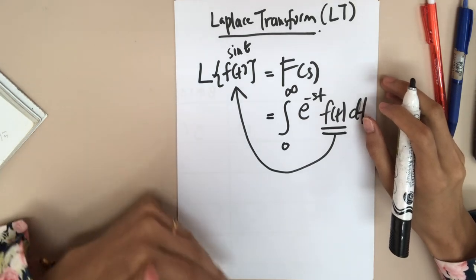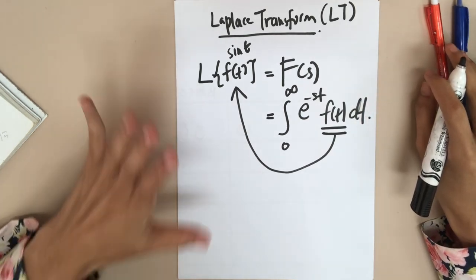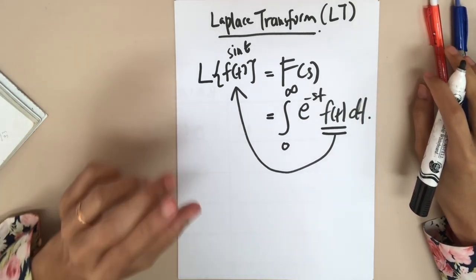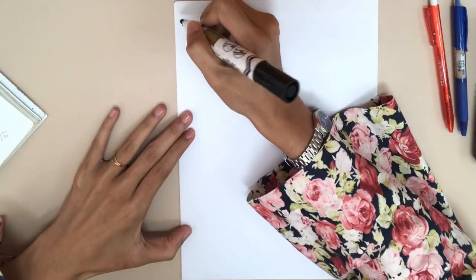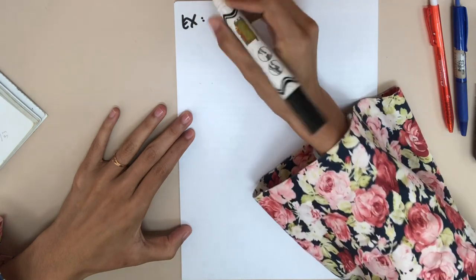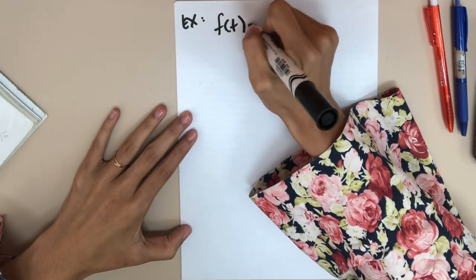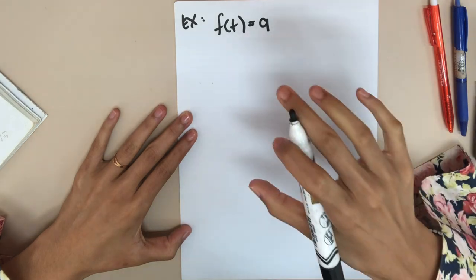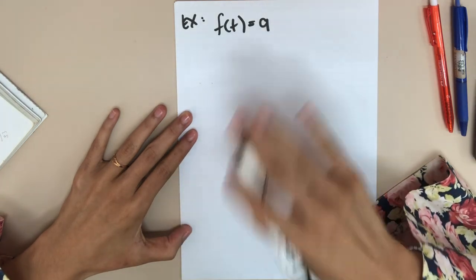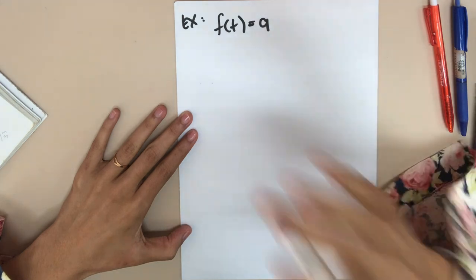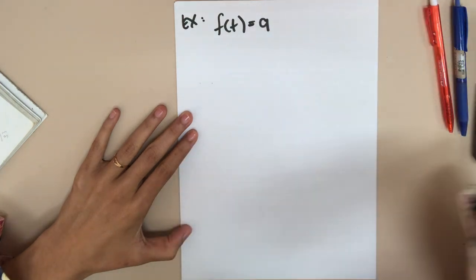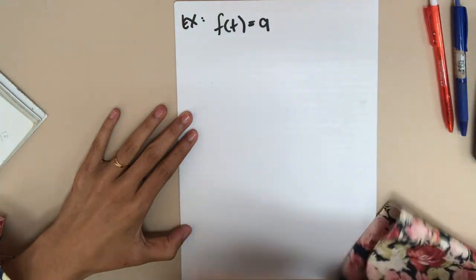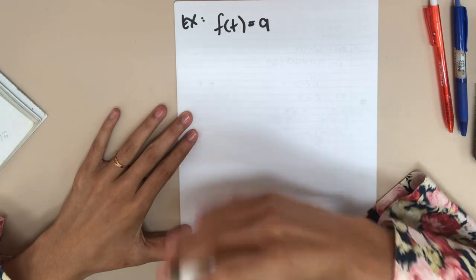Okay, so now I will show you an example on how to solve it, to find the Laplace transform. Let's say your f(t) is equal to a. Let's say a is a constant, so a can be any number. It can be 5, it can be 100, it can be 1000, it can be negative. Doesn't matter, any number as long as it's a constant.